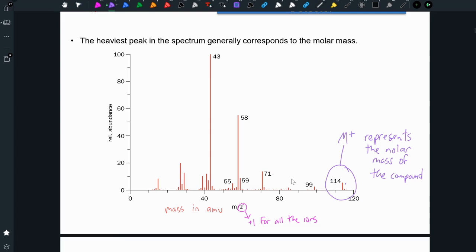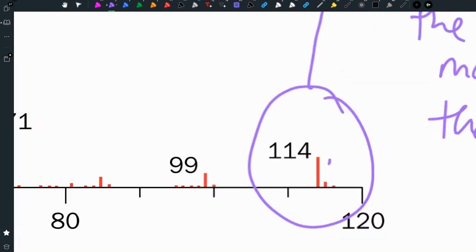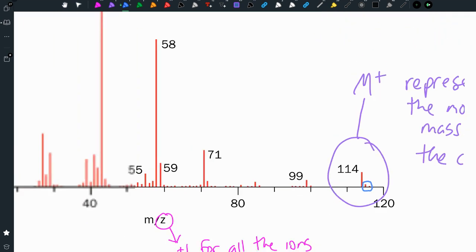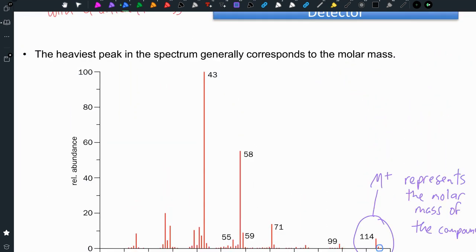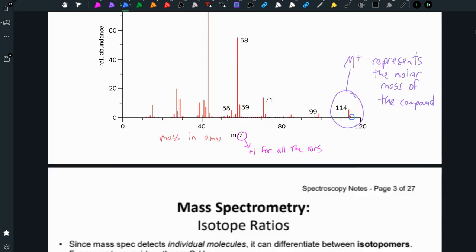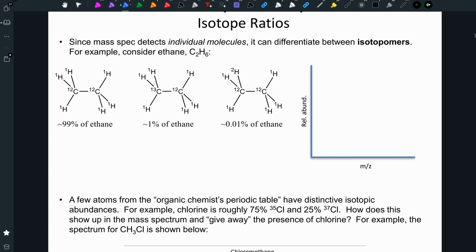Now, you might be asking yourself, if I zoom in down here, don't I see two little peaks right over here? What's the deal with those two little peaks? So let's talk about those two little peaks. In order to do so, we're going to have to talk about isotopes, which we haven't really talked about in this course. You hopefully talked about it in your first year of chemistry.